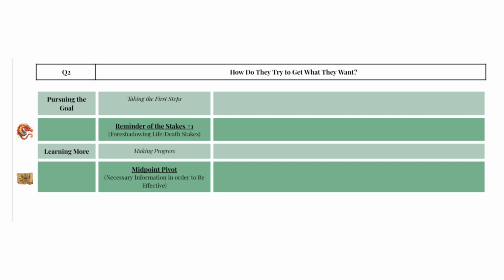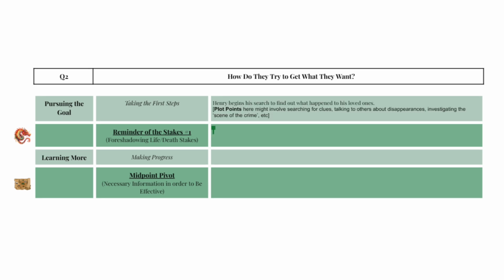So our protagonist is beginning to search for clues. They're thinking, where do I start? Maybe they're talking to other people whose loved ones have gone missing, trying to find any similarities in the situation, that kind of thing. But we can't stay in this phase forever either. Our protagonist, but also our readers, need a reminder of what's at stake if the protagonist fails, so things have to keep happening. So this beat is also called the first pinch point. I just like the reminder of the stakes better because it announces exactly what it's supposed to do.